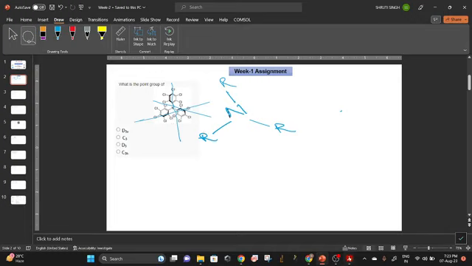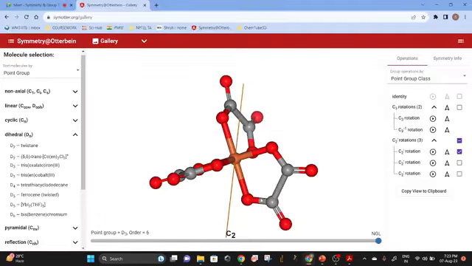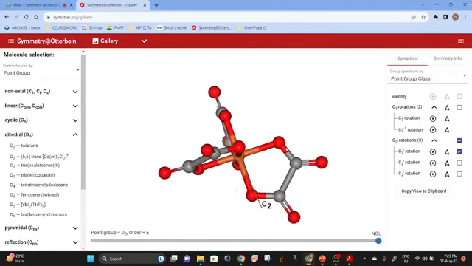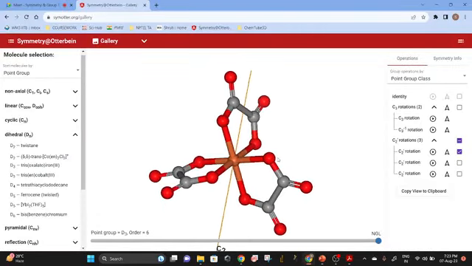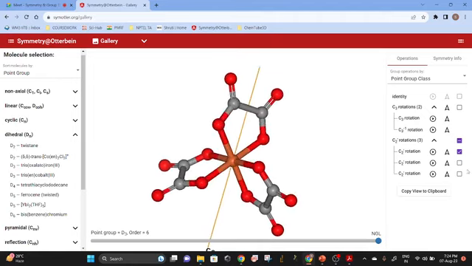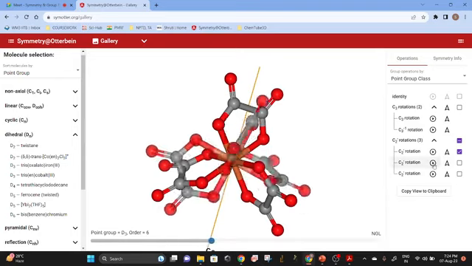Okay, so let me show you. According to this one, I don't know what molecule this is. Okay, this is iron trioxalato. So C3 is there now. Can you see C2 is there now?